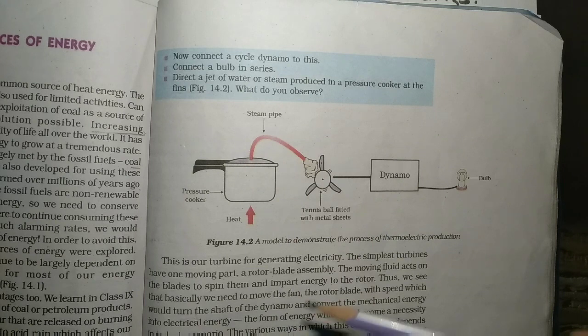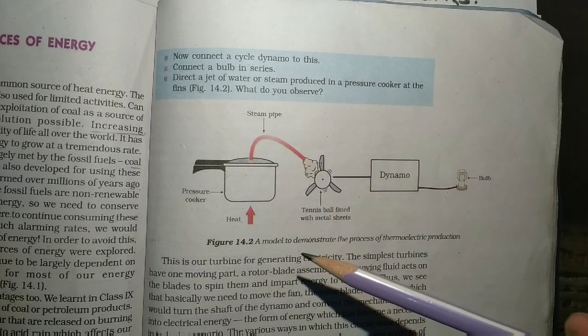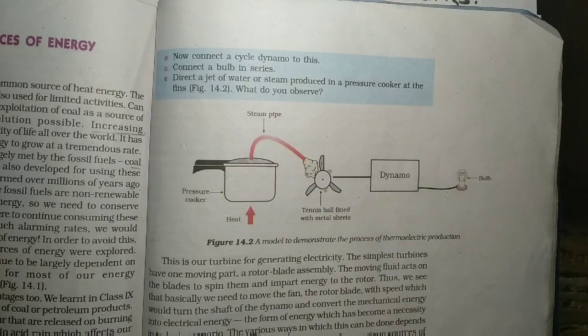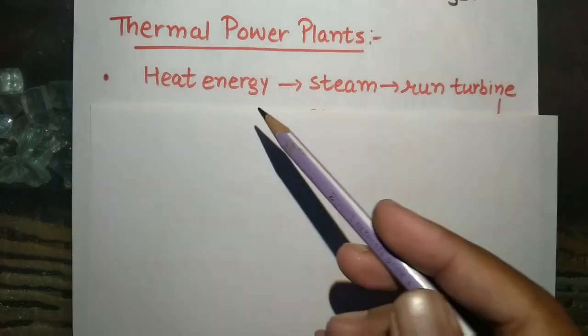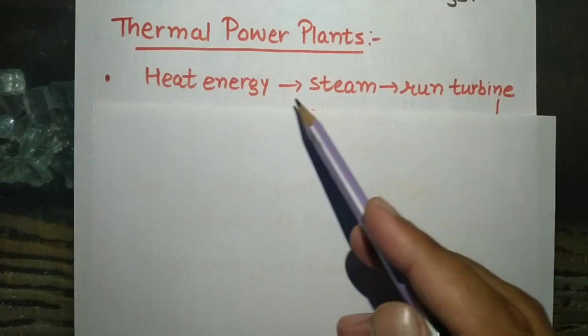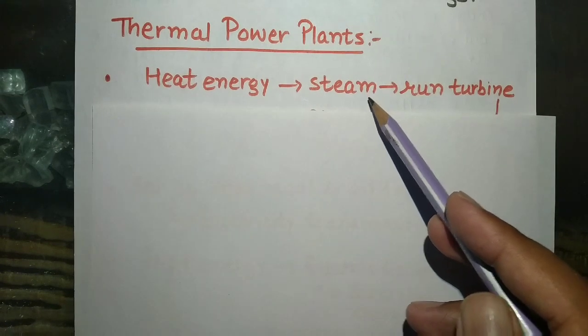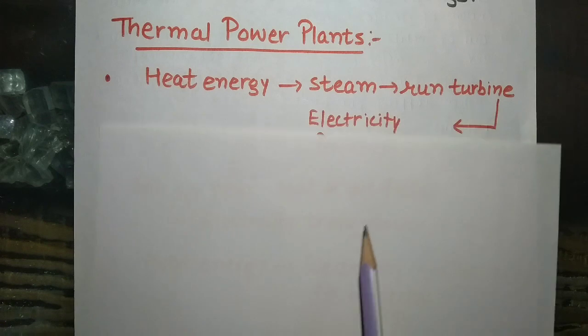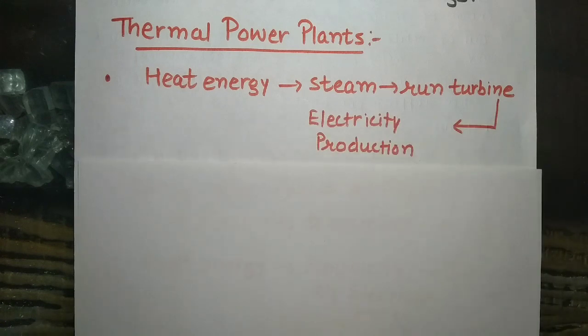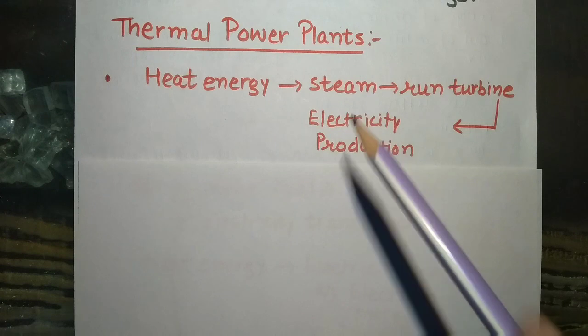So let's see how this process is used in thermal power plants. Thermal power plants mainly use heat energy, which gets converted into steam, and then steam is used to run turbines, which are further used for electricity transmission. The same process that we have seen in figure 14.2 is used in thermal power plants.